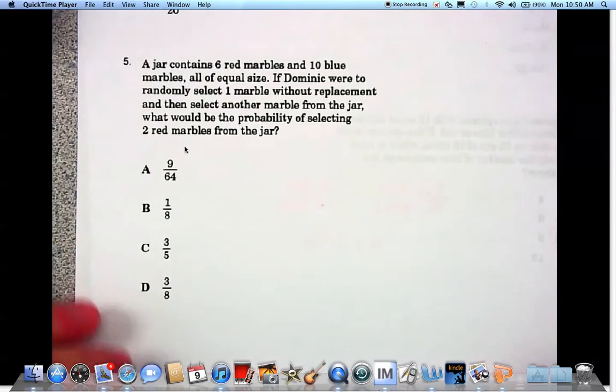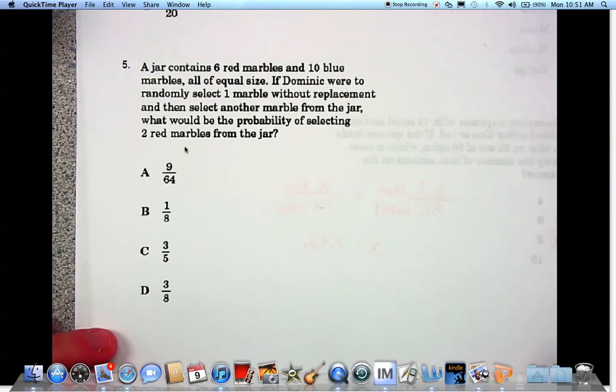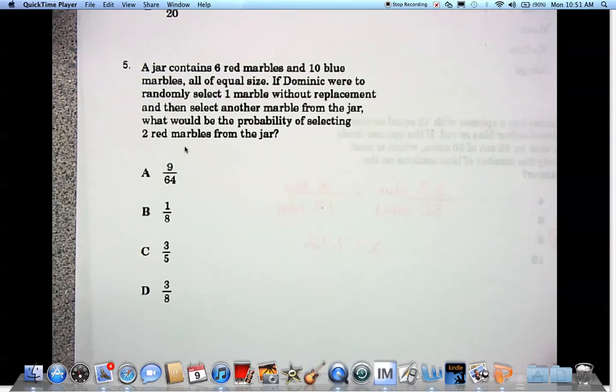This is probability again. A jar contains 6 red marbles and 10 blue marbles, all of equal size. If they're not equal size, then you're more likely to draw one than another one. So that's why they're all equal size. If Dominic were to randomly select one marble without replacement and then select another marble from the jar, what would be the probability of selecting 2 red marbles from the jar?